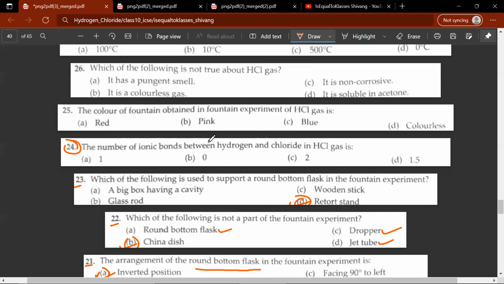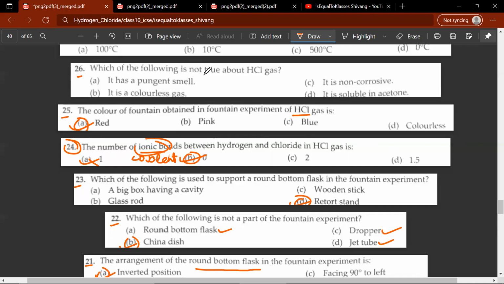24th, the number of ionic bonds between hydrogen and chloride in HCl is, so this would of course be 0 because it is covalent. The reason it is 0 in case of HCl is that if it was written covalent over here, it would have been A, 1, but it's not 1 because it is ionic in this case. 25th question. The color of fountain obtained in the fountain experiment of HCl gas is A, red.